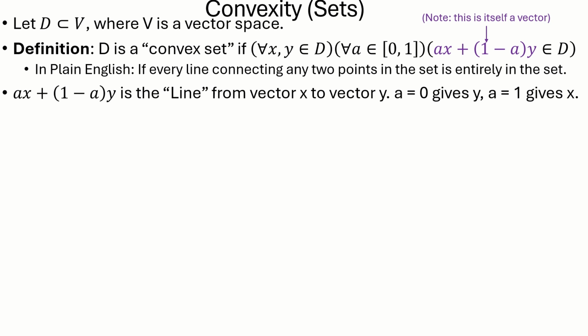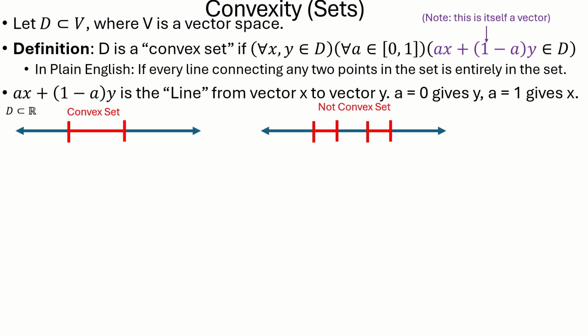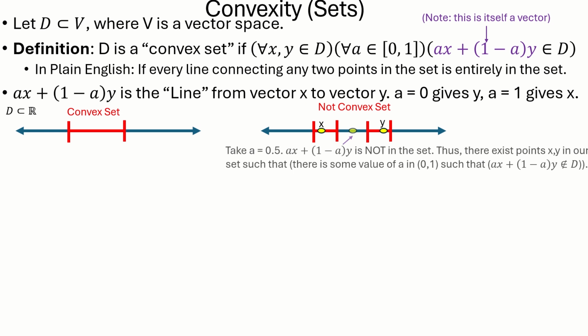Visually, if D is a convex set and a subset of R, the set of real numbers, then the convex sets are just intervals. A union of intervals is already not necessarily a convex set, as you can see here, because we can pick one point in one of the intervals and another point in the other interval, and there will be some value of a that we can choose, say a equal to 1/2 for this example, such that a times x plus (1 minus a) times y is not in our set.